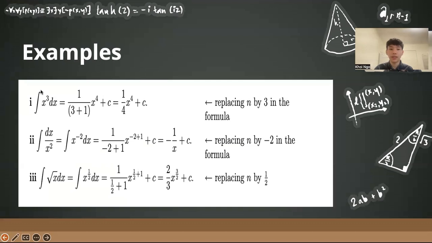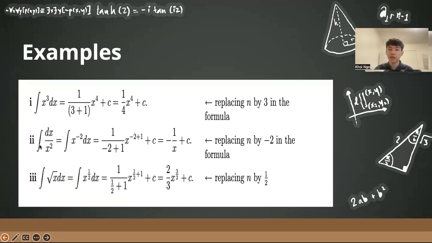For the first question, we take the antiderivative of x to the power 3 dx. And then it is equal to, just apply the formula, right? In this case, n equals 3, right? So 1 over n plus 1, which is 3 plus 1, times x to the power of n plus 1, which is 3 plus 1. So we have x to the power 4, and then plus c. Simplifying the expression, it is 1 over 4 times x to the power 4 plus c, right?